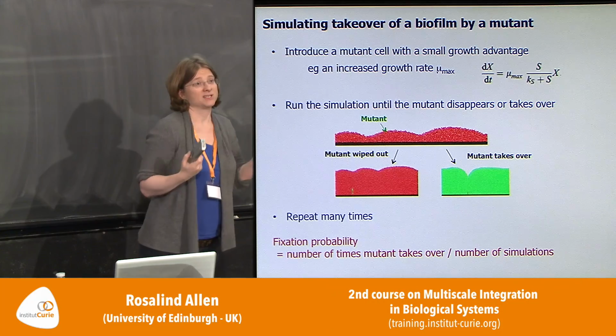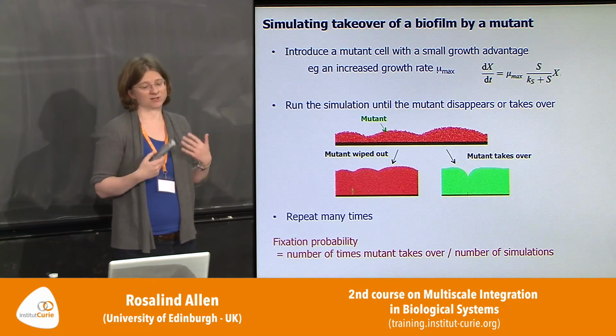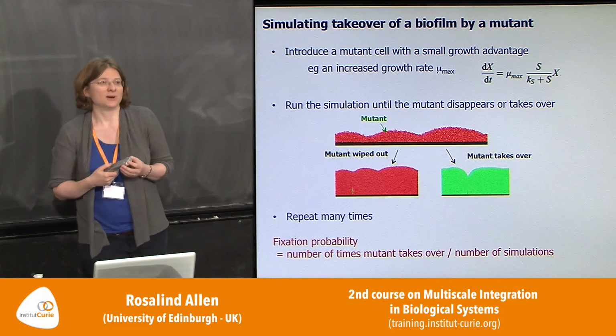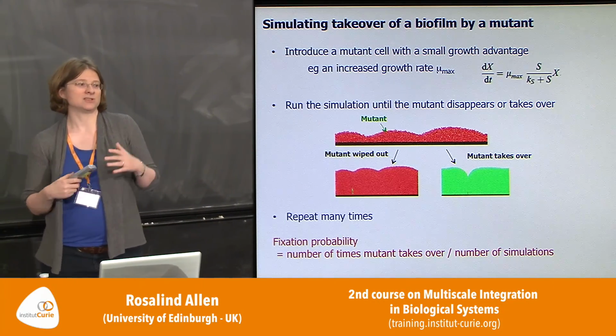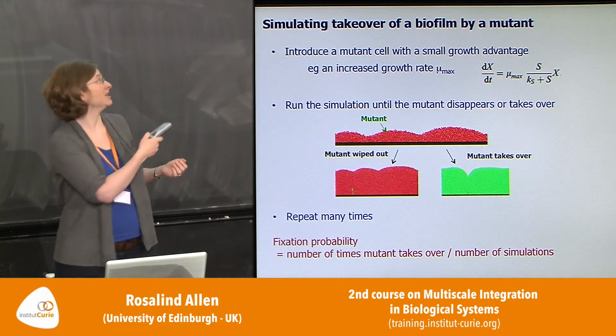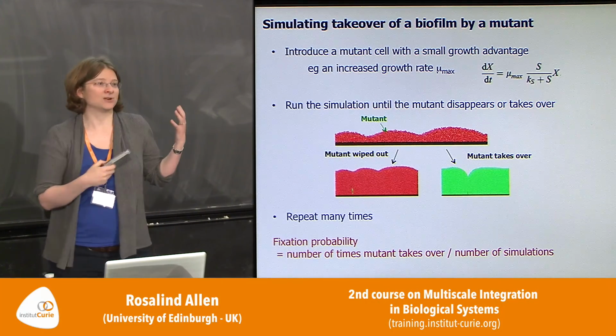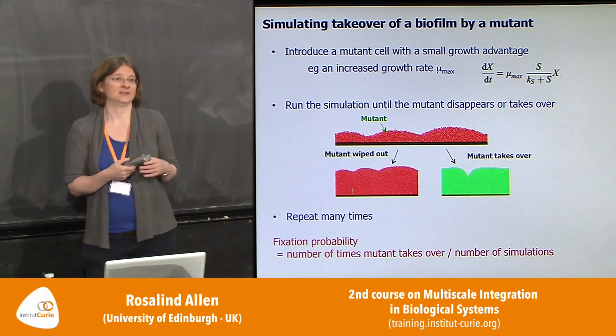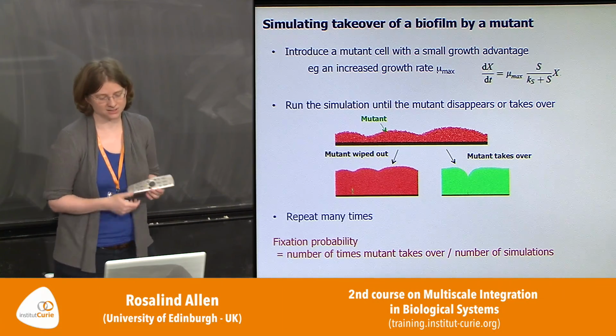Okay, so we run the simulations many, many times so that we can get statistics, and we calculate the fixation probability, which is the number of simulations which ended up green, so the mutant took over, divided by the total number of simulations.